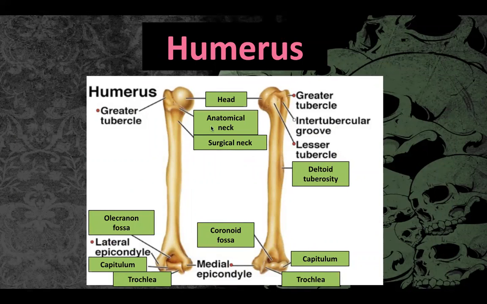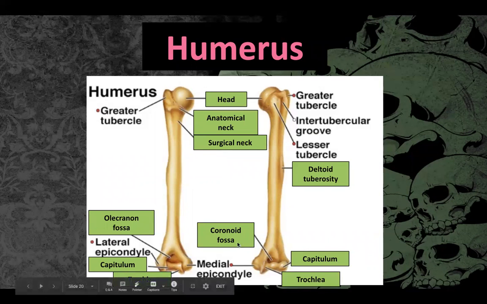Few features of the humerus. You have the head that fits into the scapula, the anatomical neck, as you can see, that kind of separates the head from the rest of the bone. The surgical neck, that is the most frequently fractured portion of the humerus, okay, the surgical neck. Deltoid tuberosity, that's the attachment for the deltoid muscle, that's your shoulder. Okay, and then you can see the rest of the features that we talked about before for the humerus.